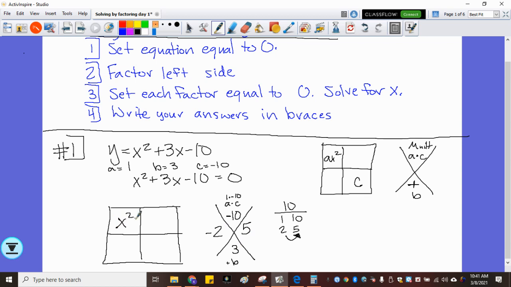We're putting x squared in the top left and negative 10 in the bottom right. It doesn't matter where you put negative 2 or where you put 5. Anybody write down yet? What'd you put here? Negative 2. Okay, and just make sure you put an x with it. Negative 2x, 5x.